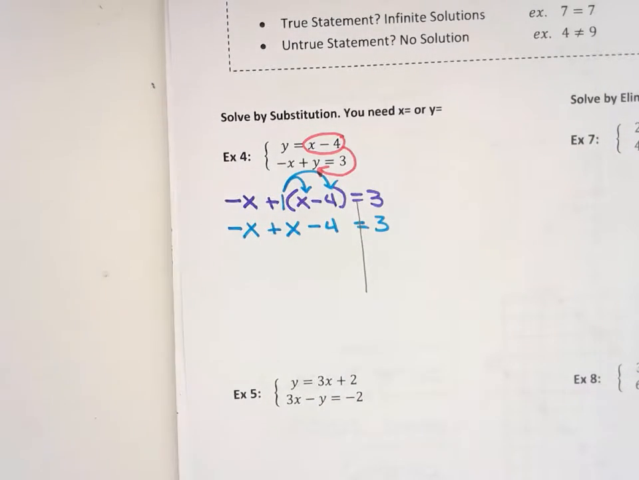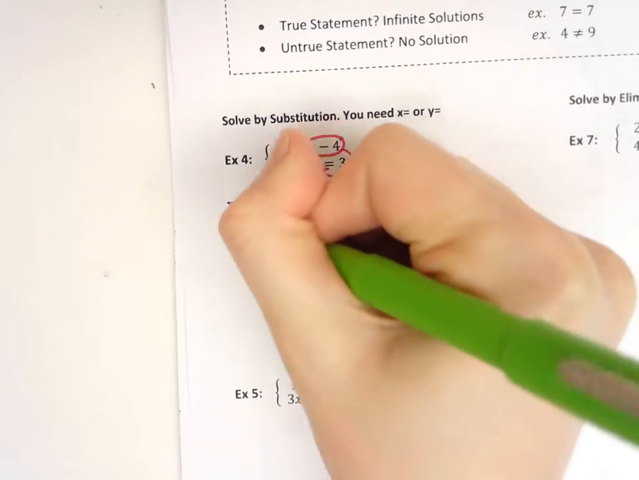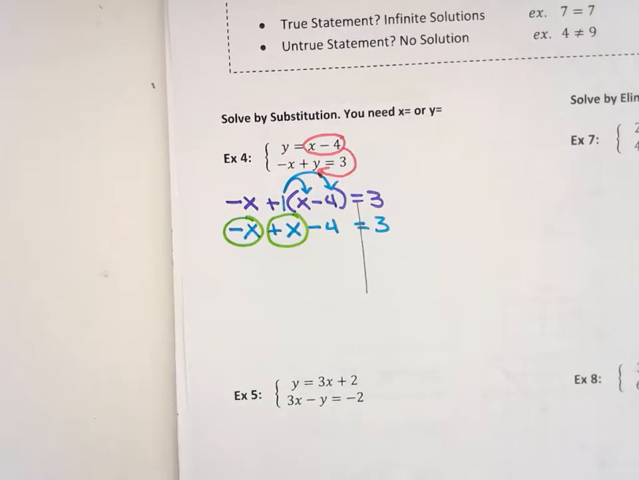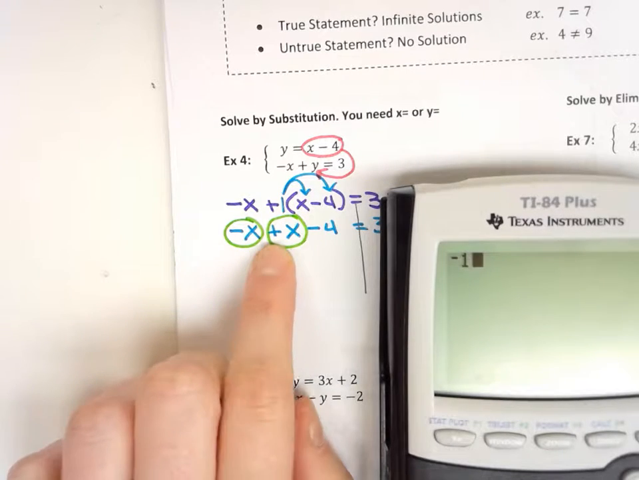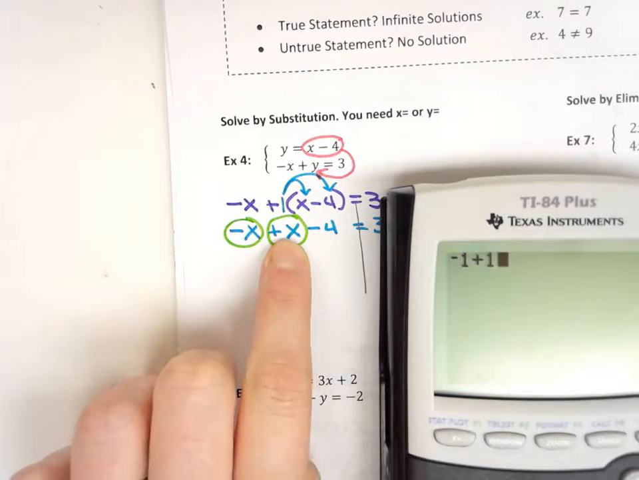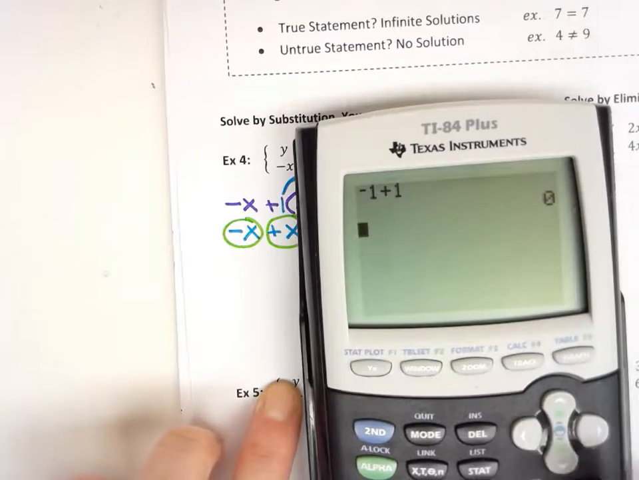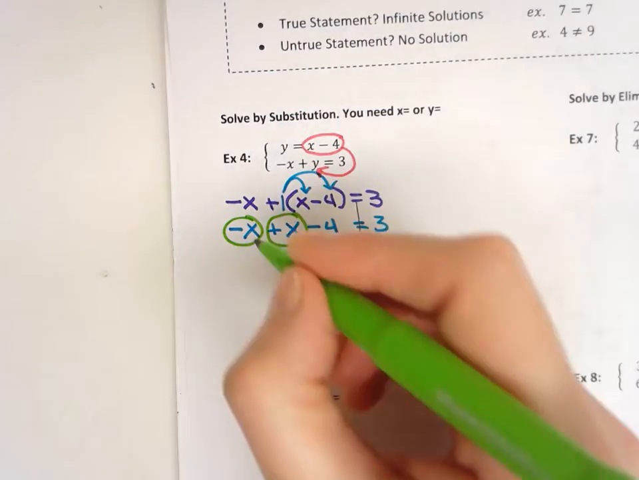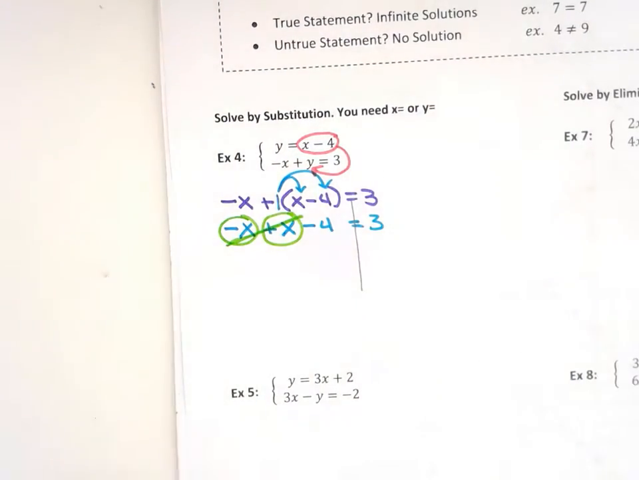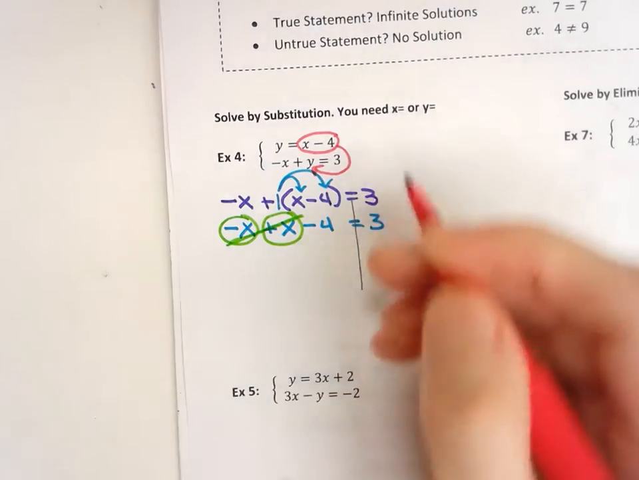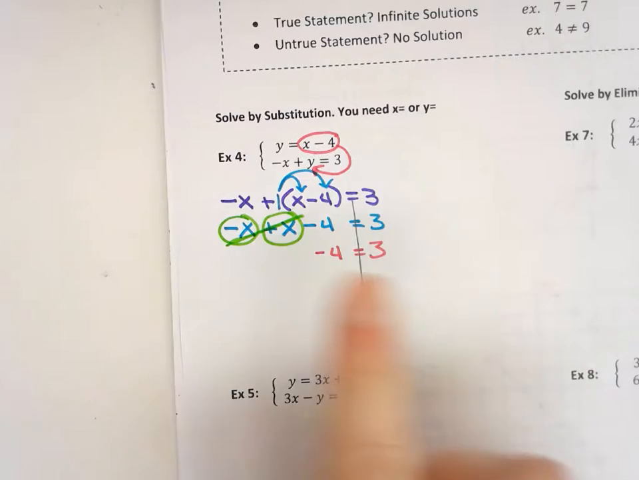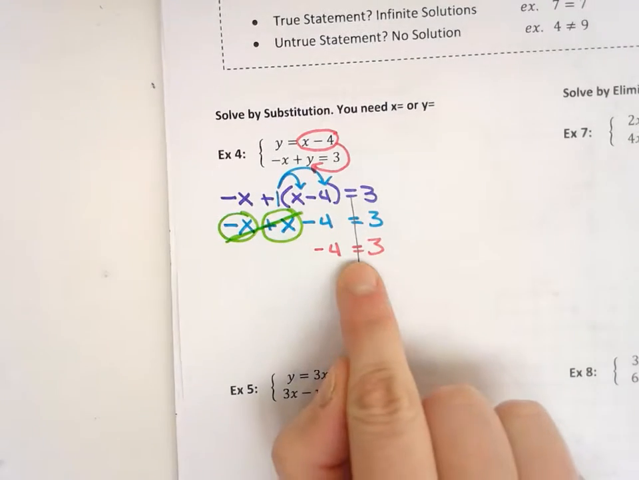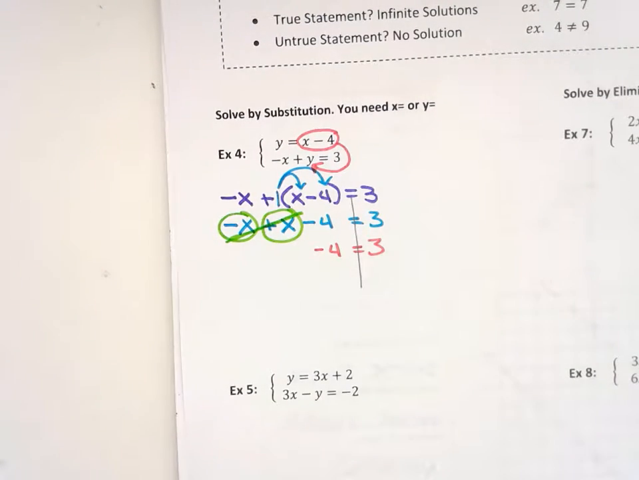So after I distribute, now I'm going to combine like terms. Now remember, when you're combining like terms, you're adding the numbers in front. So this one's an imaginary negative 1, that one's an imaginary positive 1, and if I add that, I've got 0. So the x's have been completely canceled out of my problem, and all I have remaining is negative 4 equals 3. So if all of the letters go away in your problem and you just have numbers at the end, you can't do anything else.